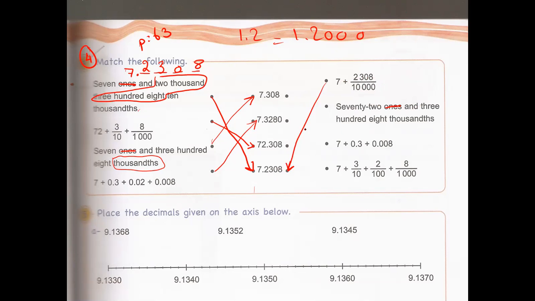72, and in which one is the whole part 72? Just in this part. 7 plus 0.3 plus 0.008. We said it before. We write 7.0.3. So here 3 is the tenth digit. Here 1, 2, 3. It's the thousandth. So we have to place 3 digits: tenth, hundredth, thousandth. In the tenth place there is 3. In the hundredth there is none. In the thousandth it's 8. So 7.308 is the correct choice.